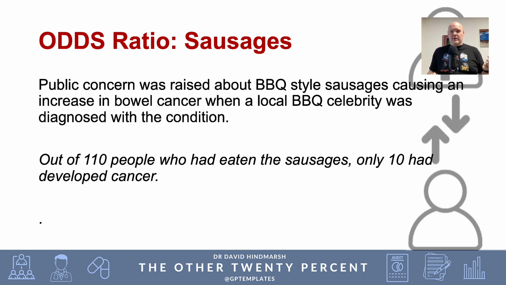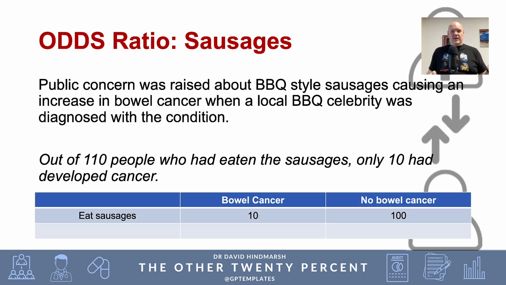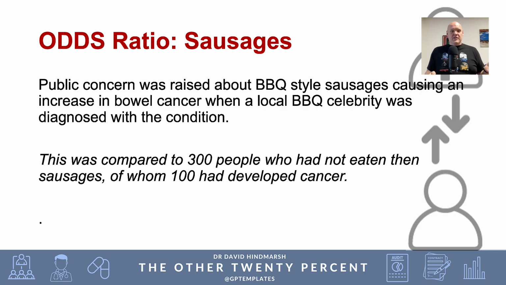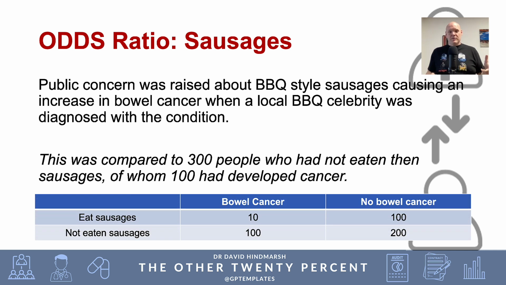So we've got 110 people who ate sausages, and only 10 developed cancer. So we've got eaten sausages, bowel cancer, not had bowel cancer. Okay, public concern was raised. 300 people who had not eaten, of whom 100 developed cancer. So we can get the bottom number as well.